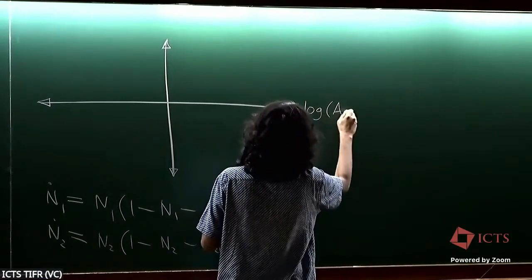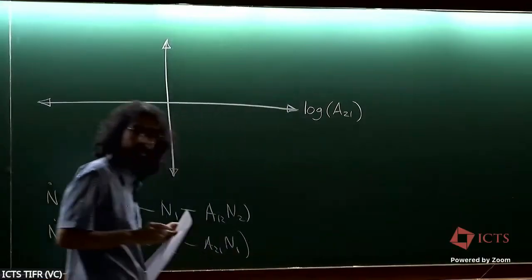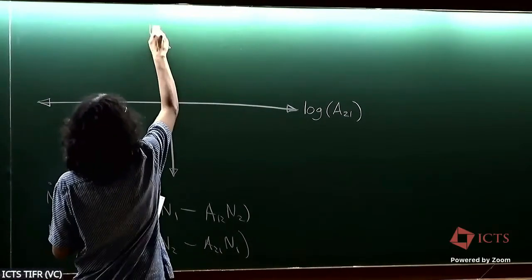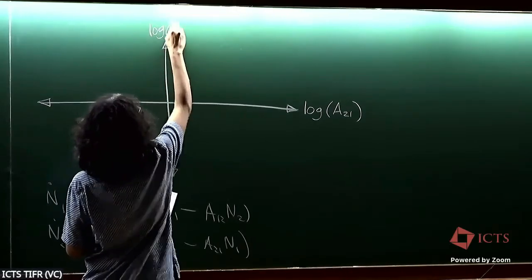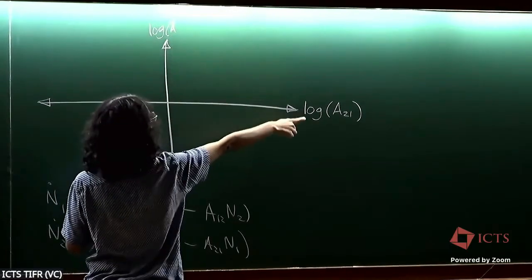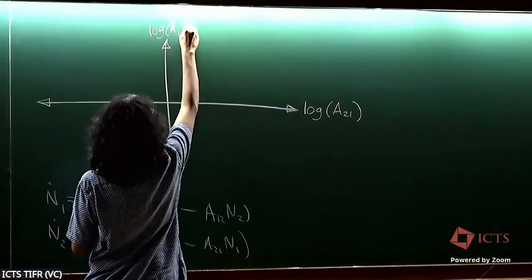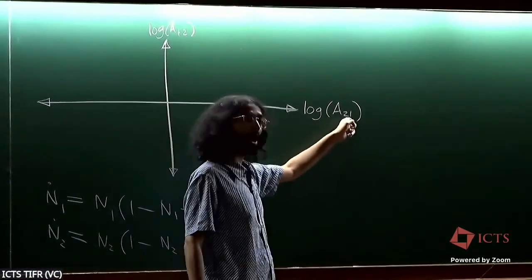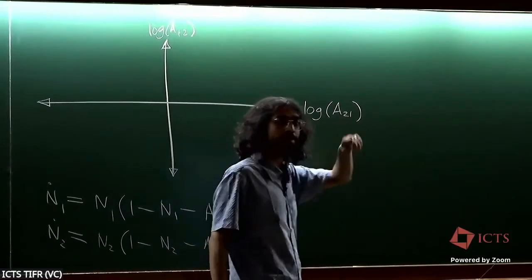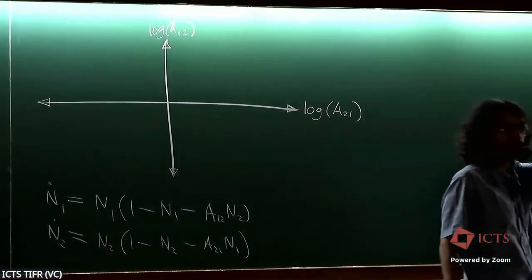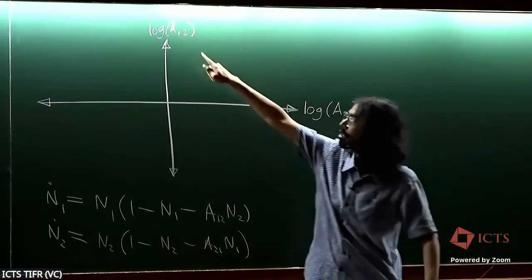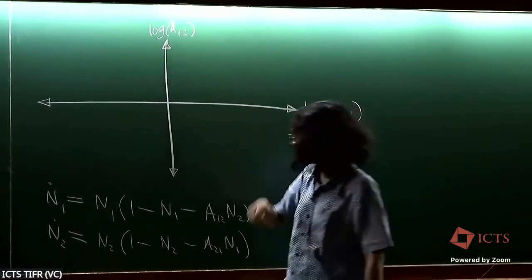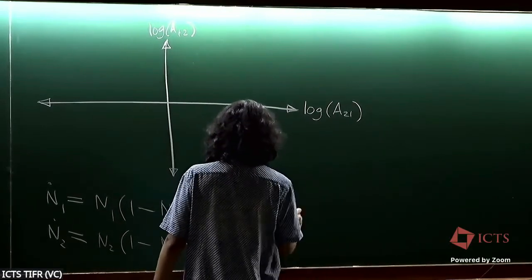The way I'm going to draw it, you'll see quickly in some time why. I'm going to think about the log of both of these. So this is log A21 and log A12. And to remind you, A21 means how species 1 is inhibiting 2. A12 is how species 2 inhibits 1. And we're also working in a competitive version of this model.